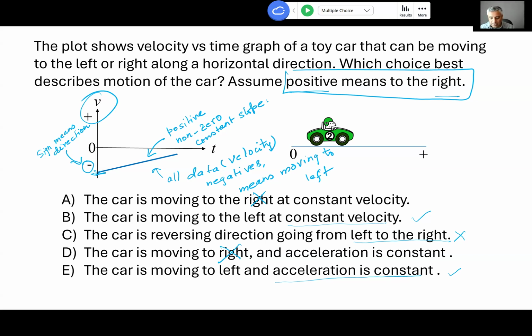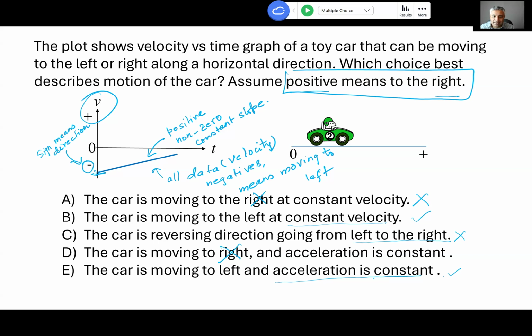Okay. So slope is non-zero means acceleration is not zero, means velocity is not constant. So velocity is not constant. Okay. And in this case, it says acceleration is constant. It did not say positive or negative. So we don't have to worry about positive or negative.